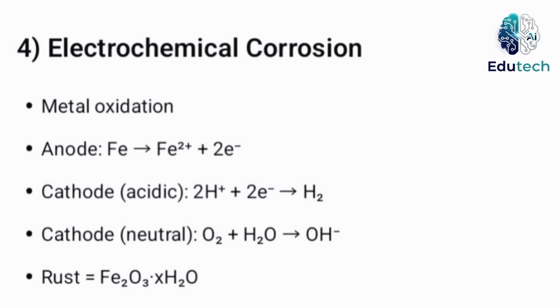At the cathode, hydrogen ions are reduced. 2H+ plus 2 electrons gives H2. In alkaline or neutral medium, oxygen participates in reduction. O2 plus 2H2O plus 4 electrons gives 4OH minus. The ferrous ions react with hydroxide ions to form hydrated ferric oxide Fe2O3 xH2O, commonly known as rust. Thus, corrosion is essentially a redox process involving metal oxidation.